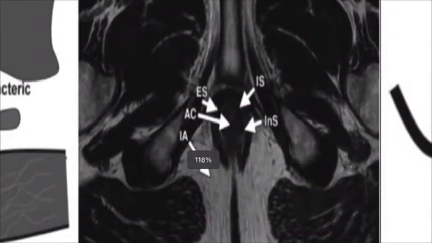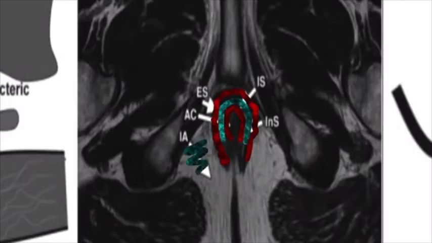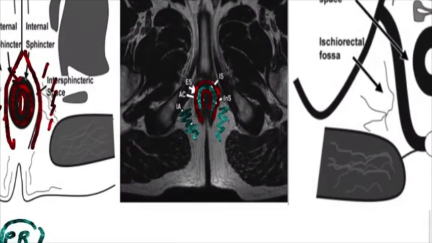Similarly, in the MRI images, see, this is the external anal sphincter, this is the internal anal sphincter. What lies in between these two, the fat, is the intersphincteric space, and this fat is the ischio-anal fossa fat. Okay, how to differentiate these?